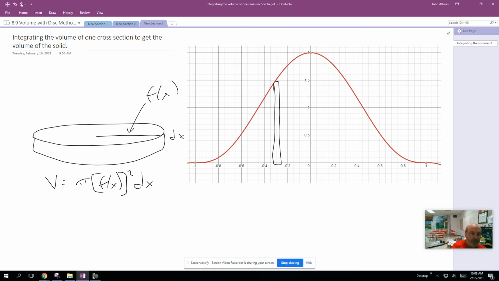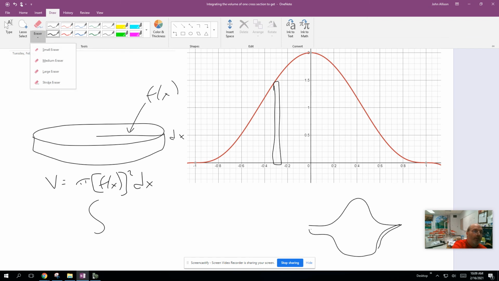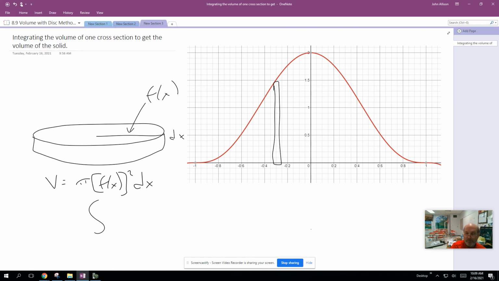Here, if we were going to do this, we would integrate from, if we wanted to get this whole thing, let's look at what it would look like. Oops. Well, not a very good drawing. Let's try this again. It'd be easier if my pen was working.